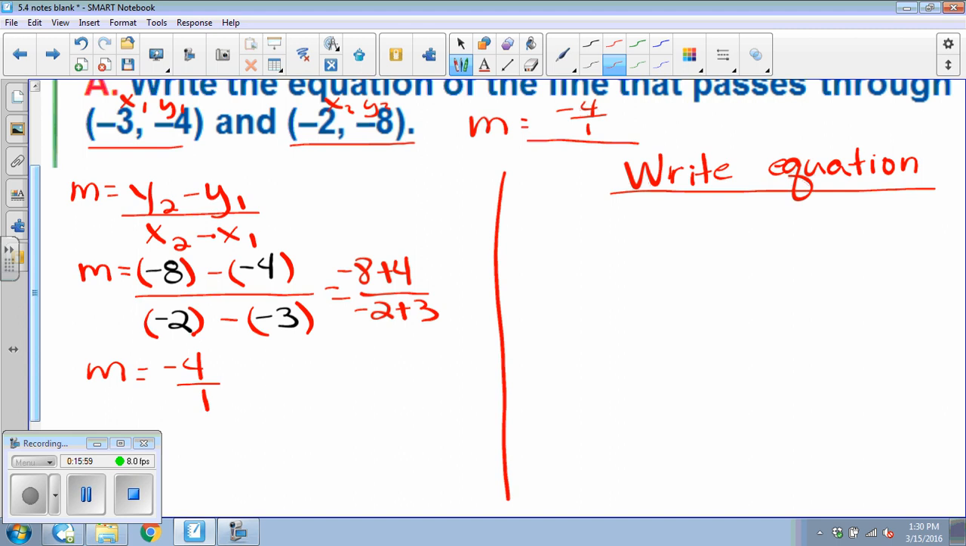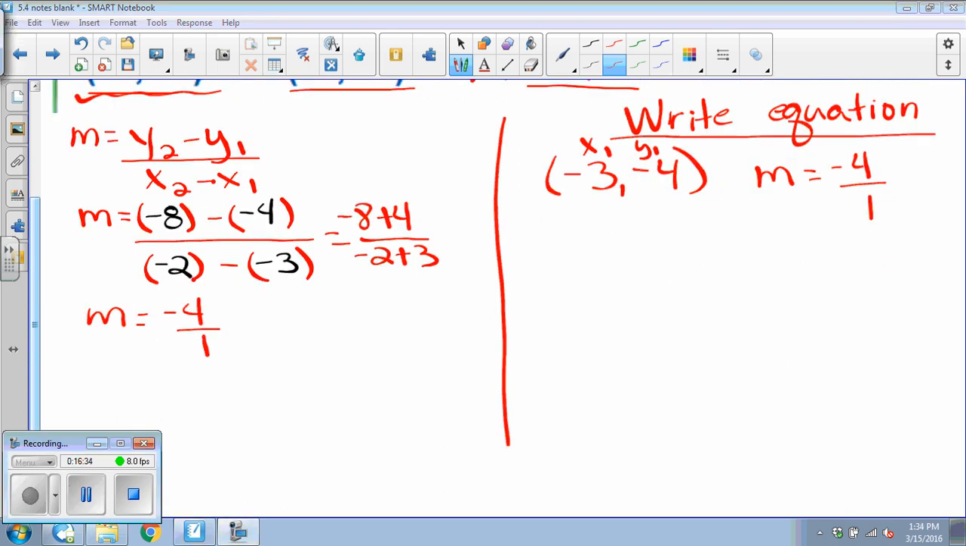For example, if both of these were negative but both of these were positive, I'd choose the point that both were positive. You know what I'm saying? But since they're all negative, it doesn't really matter. So I'll just pick the first one. But like I said, you can pick either one. Your equation will still look the same regardless of whichever point you pick. So it's the point negative 3, negative 4, and we know that m is negative 4 over 1. And now go and write that equation like we know how to do.